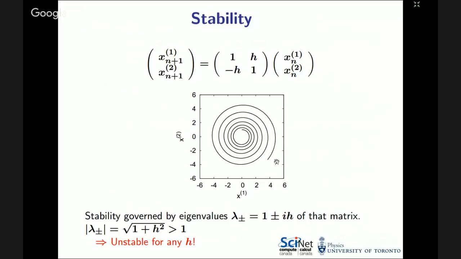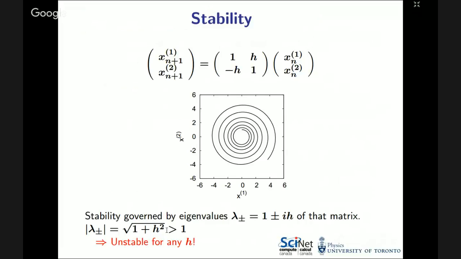At first you might think, well, maybe I chose the wrong step size, right? It's now unstable. Your h should be smaller. What did you choose? It actually turns out it doesn't matter. If you compute the eigenvalues of that matrix, you find that they are 1 plus or minus ih, which means that their magnitude is the square root of 1 plus h squared, which is always bigger than 1. This means that no matter what h I choose, this is an unstable method.